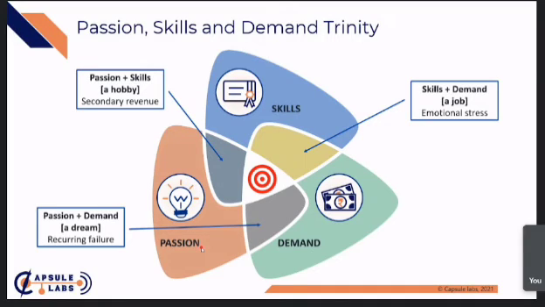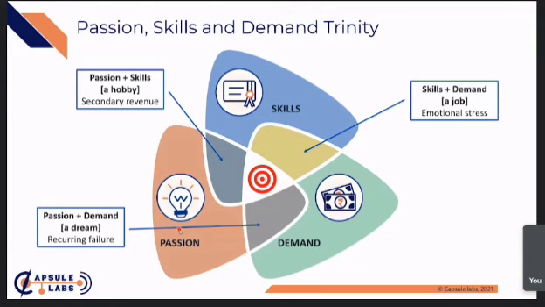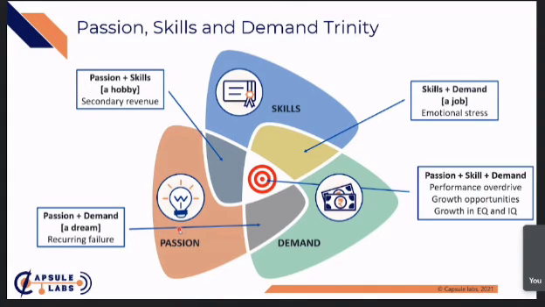And the third thing is, if you are passionate about something, and it is something that is in demand, but you do not have the skills for it, then it becomes a dream, right? I want to play cricket, and I know that IPL cricketers are in demand, but I cannot bat, right? In that case, even if I were to get that opportunity, I will not be able to develop those skills, right? So it causes recurring failure. So only when all of these three attributes, the passion, the skill, and the demand, kind of align, right?